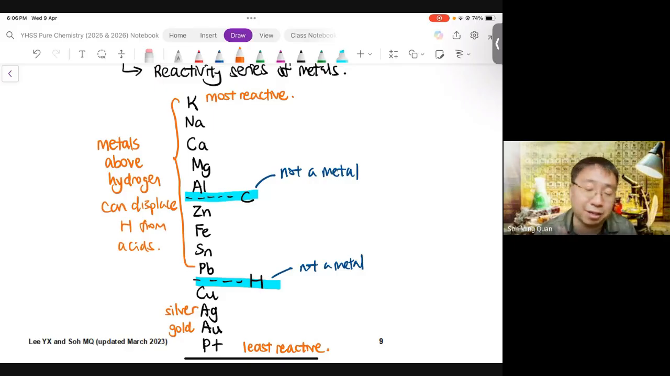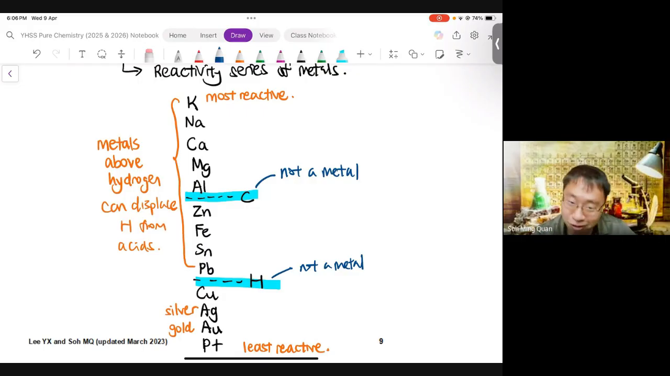Now, we only inserted carbon and hydrogen. We will not insert other non-metals into this series. All right? Because there must be a reason why we inserted these elements in, right? So in this case, I've spoken about hydrogen. Hydrogen tells us, okay, whether the metal could react with the acid or is it unreactive with the acid. So copper, silver, gold, they don't react with acids.